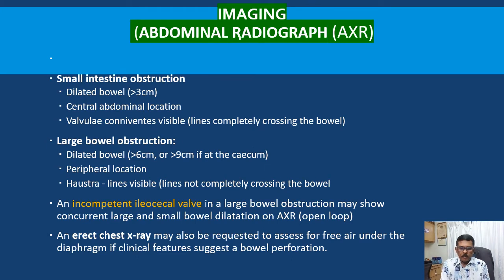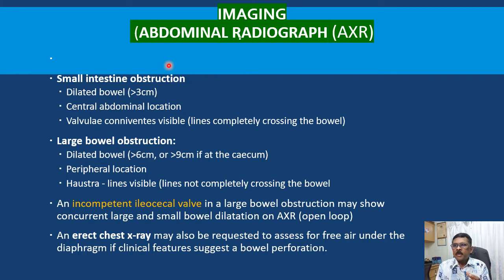Now we come to the imaging. What are the imaging modalities that are available for these patients with intestinal obstruction? The most commonly used and still being used is the abdominal X-ray or plain X-ray of the abdomen, also known as AXR. Abdominal X-rays will show a small intestinal obstruction with dilated small bowel.